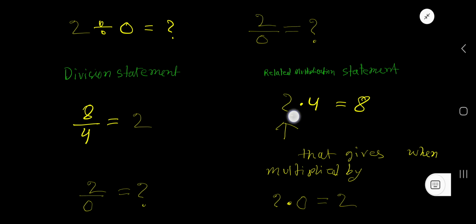So may I ask you, what multiplied with 4 gives you 8? What multiplied with 4 gives you 8? Easily we can assume 2. So here 2 times 4 equal to 8. Okay, so 2 times 4 equal to 8 is a related multiplication statement for this division.